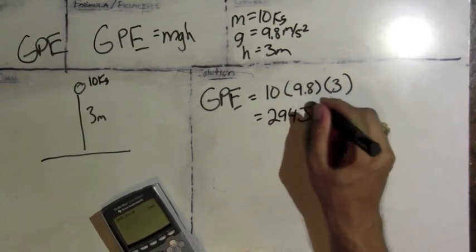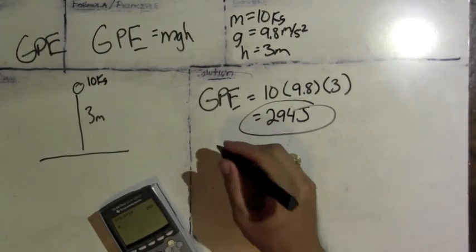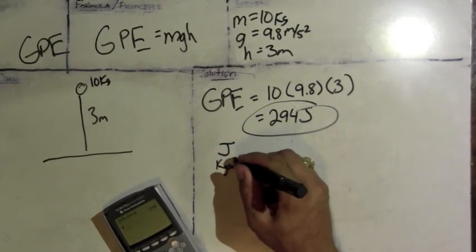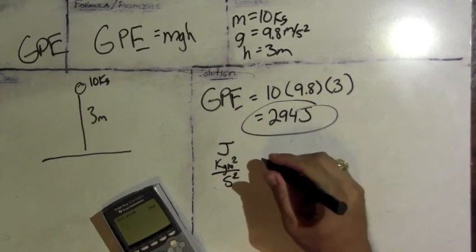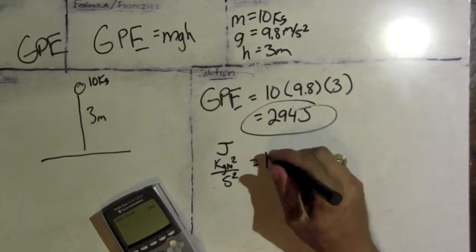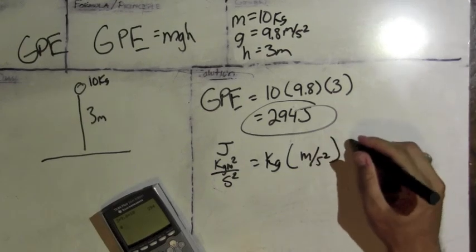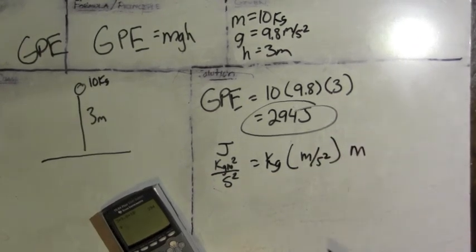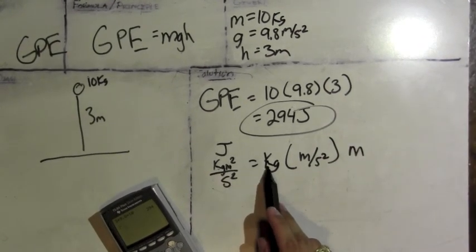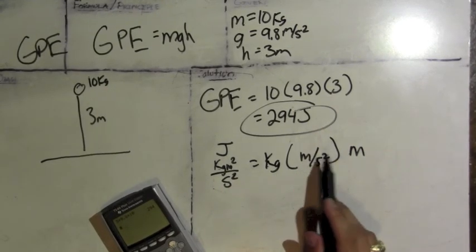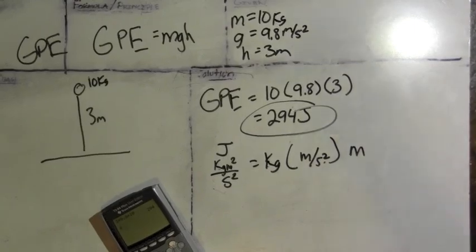294 joules. The units check out because on one side we have a joule, which is a kilogram meter squared per second squared, and on the other side we have kilograms multiplied by meters per second squared multiplied by meters. So if you look, kilograms, kilograms, second squared, and then meters times meters, which is going to be meters squared.